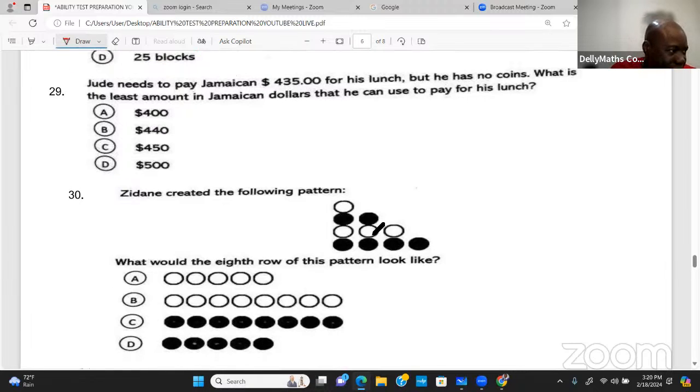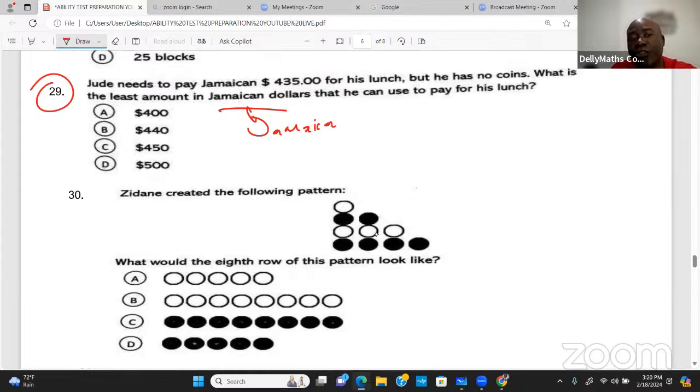All right, let's go. We're at 29. So 29 says Jude needs to pay 435 Jamaican dollars for his lunch, but he has no coins. All right, so there's no coins. So what is the least amount in Jamaican dollars? This is based on how aware you are of the notes that we have in our country, Jamaica. So you have to know that. If you're not in Jamaica, you'll be a little bit confused if you don't know what they use. You understand? So what are we talking about here?